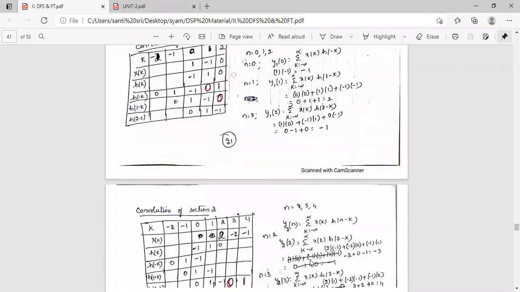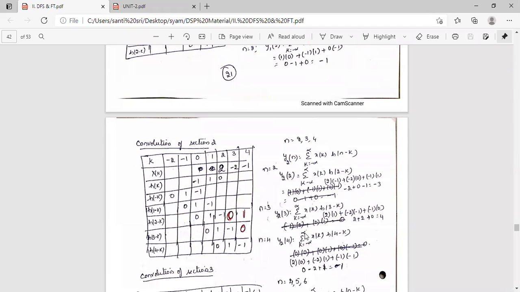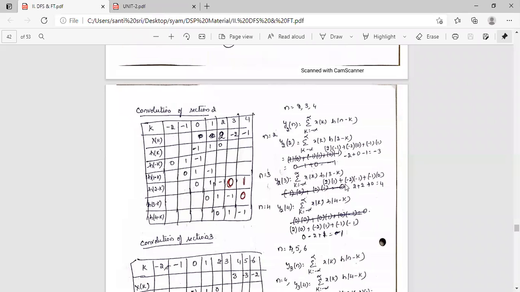Similarly, coming to the convolution of section 2, for n values 2, 3, and 4. So y2 of n equals sigma k is minus infinity to infinity x of k into h of n minus k. If n is 2, it is 2 minus k. If n is 3, it is 3 minus k. If n is 4, it is 4 minus k, right? So simply we can calculate the values. y2 of 2 is minus 3. For n equal to 3, y2 of 3 is 4. And for n equal to 4, y2 of 4 is minus 1. Like that, we will calculate these three values.